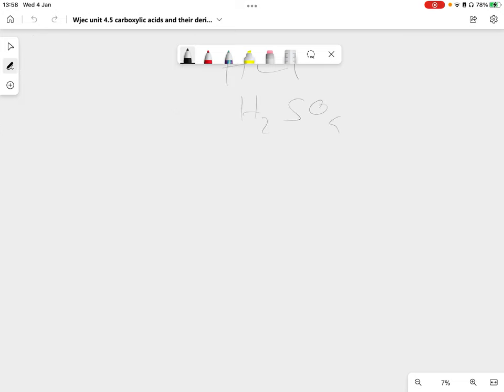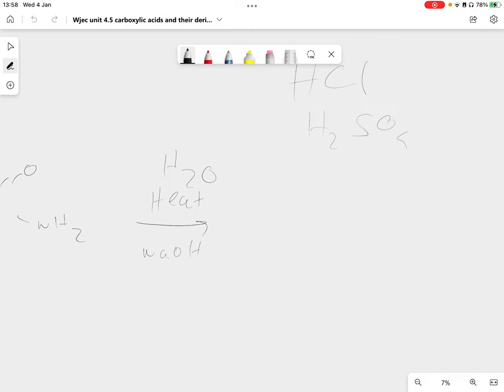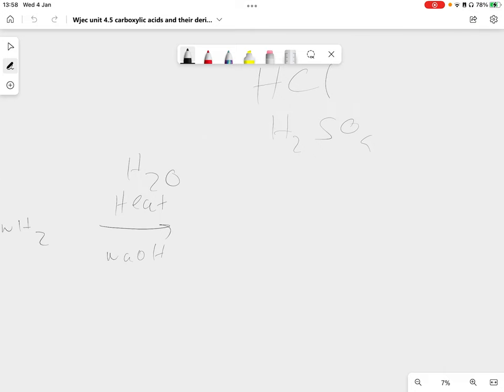We could do the hydrolysis. Now we're going to move on to the hydrolysis of an amide. So we need to heat the amide under reflux. So amide, we know it to be like this. So we want to heat it, with H2O as well, with NaOH, so it's done in alkaline conditions. This will give a carboxylate ion again, which we have to then reprotonate.